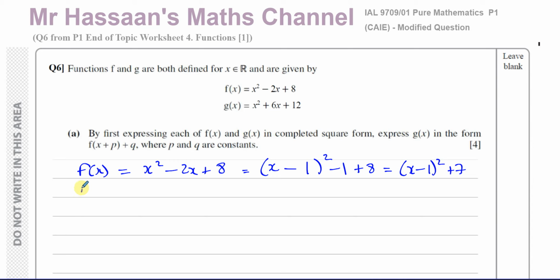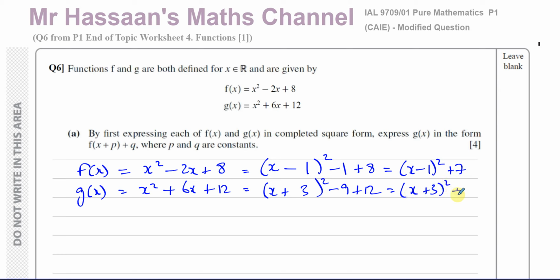Similarly for g of x, we have x squared plus 6x plus 12. We'll do the same kind of thing. We have x, there's only 1x squared, so that's fine, plus half of the coefficient, that's 3, squared bracket. That's going to give me x squared plus 6x plus 9. I don't want the 9, so I take away 9. Always take away the square of this, whether there's a minus or plus, because there's always going to be a positive at the end when you square this number, and that's a number we don't want. And we've got plus 12 at the end. That's going to give me x plus 3 squared plus 3.